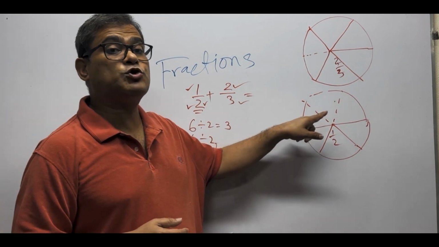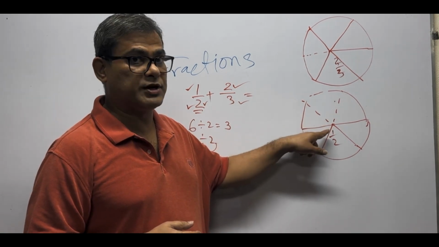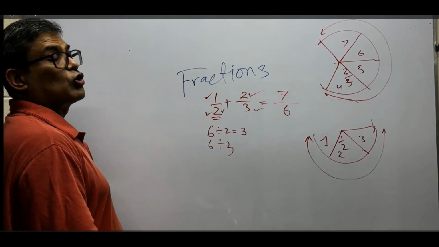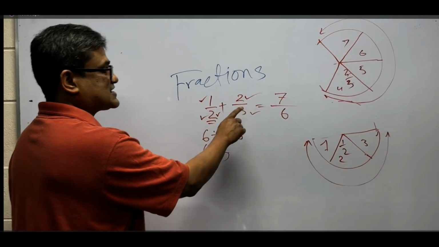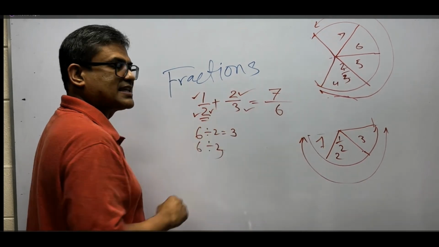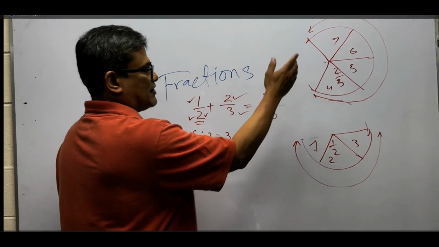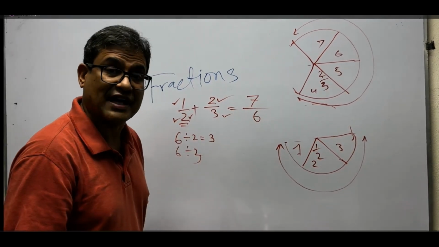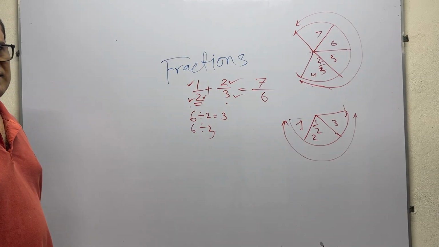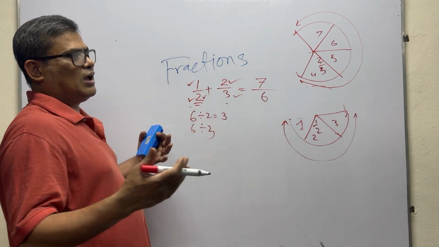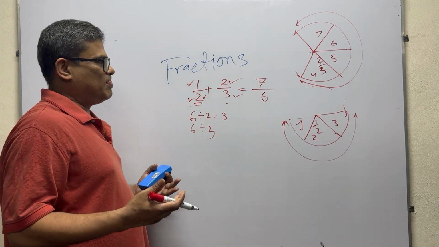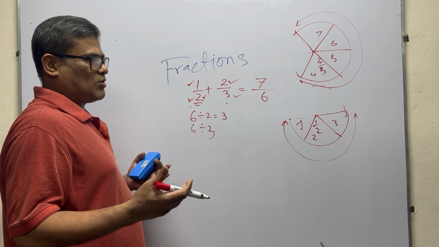We can easily count total slices available in half and 2/3 pizzas. We now have a total of 7 slices, so our numerator is 7. Since each whole pizza was cut into 6 equal pieces, our denominator is 6. Therefore, 1/2 plus 2/3 equals 7/6. But this is a real life example, out of the box calculation.